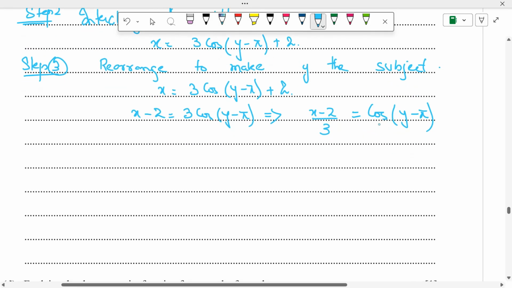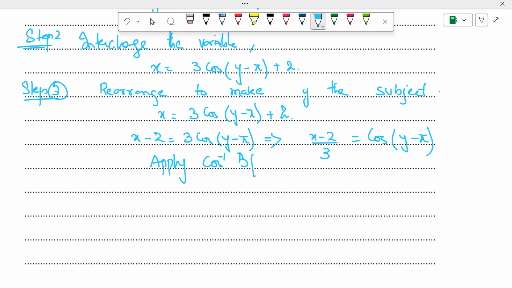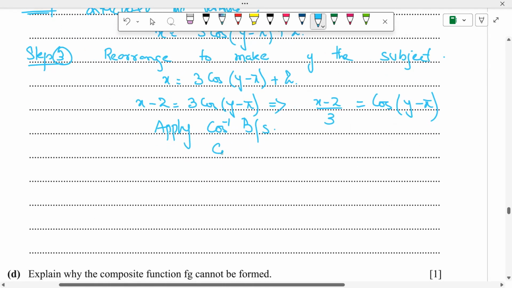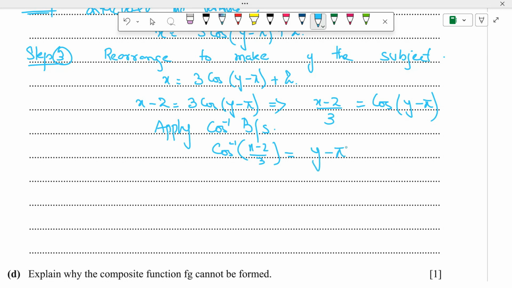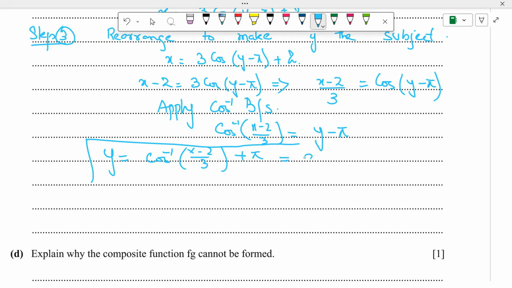Now taking cos inverse to find the value of y, apply cos inverse on both sides. We will have cos inverse of x minus 2 over 3 equals y minus pi, and y becomes equal to the cos inverse of x minus 2 over 3 plus pi. So this is the y, which is also equal to g inverse of x. So we have calculated g inverse of x.